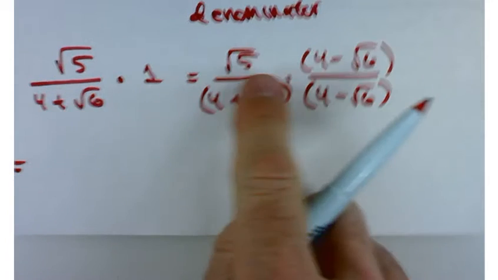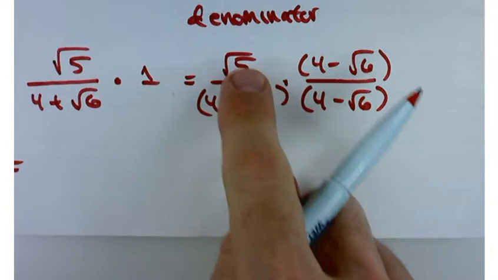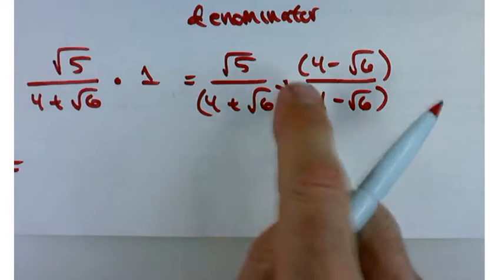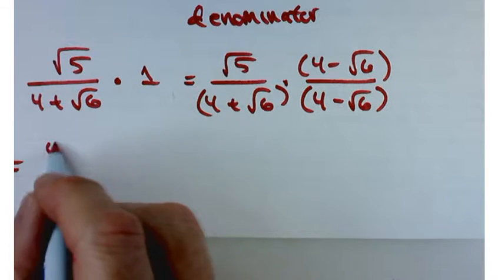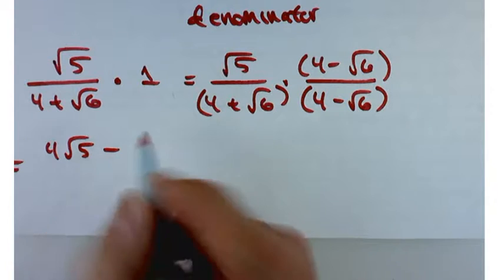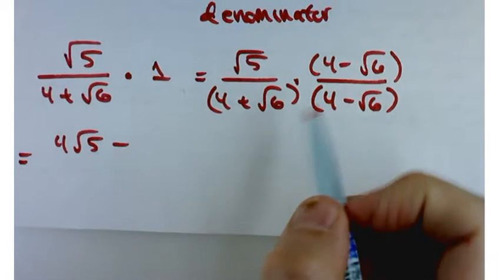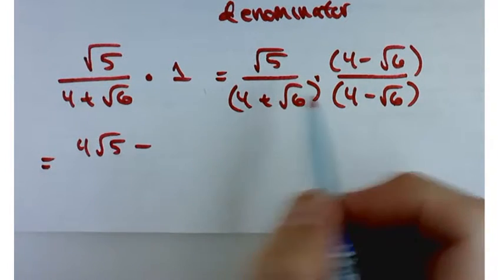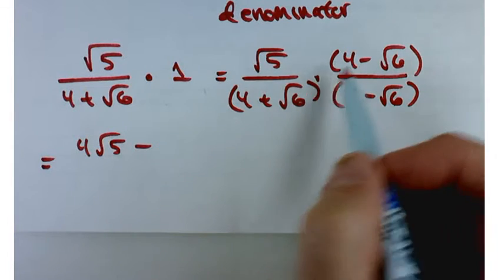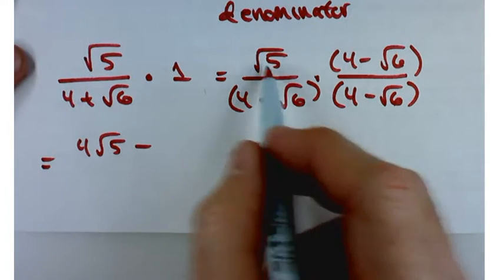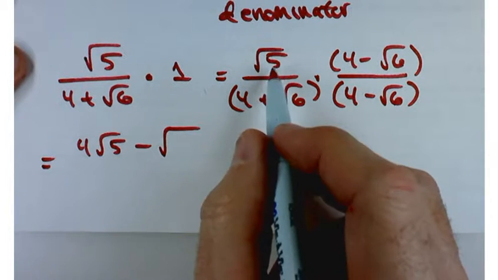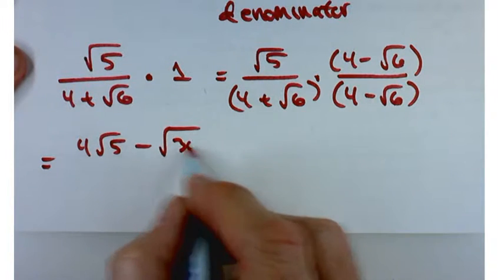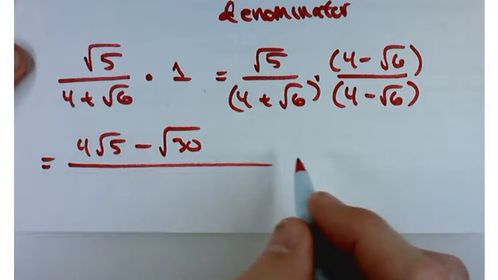So how does that work? Well, here in the numerator, I'll distribute. I'll get square root of 5 times 4, or 4 times the square root of 5. Remember, the 4 is outside, the 5 is inside, so they're not going to multiply against each other. Minus the square root of 30. 5 times 6, 30, that's under the radical, so we're good there.